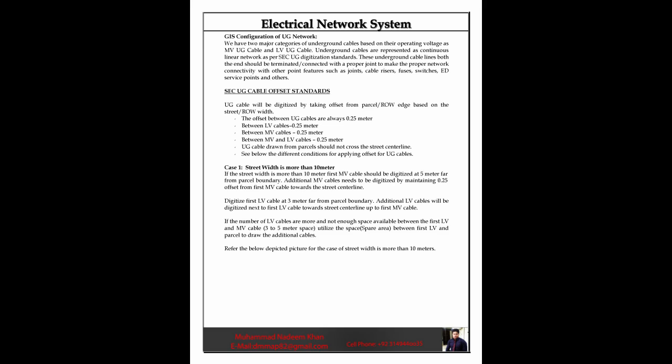See below the different conditions for applying offset for UG cables. Case 1, street width is more than 10 meter. If the street width is more than 10 meter, the first MV cable should be digitized 5 meter far from the parcel boundary. Additional MV cables need to be digitized by maintaining 0.25 offset from the first MV cable towards the street center line. Digitize the first LV cable at 3 meter far from the parcel boundary. Additional LV cables will be digitized next to the first LV cable towards the street center line up to the first MV cable.